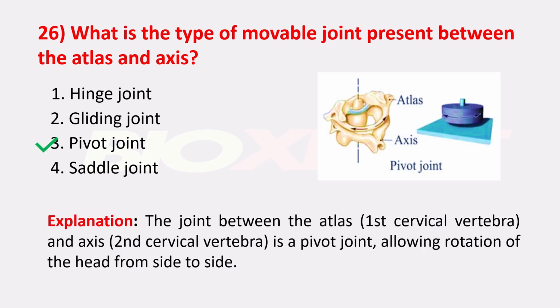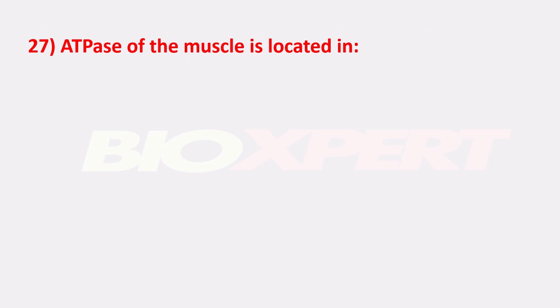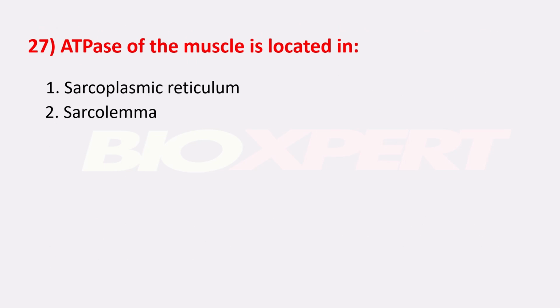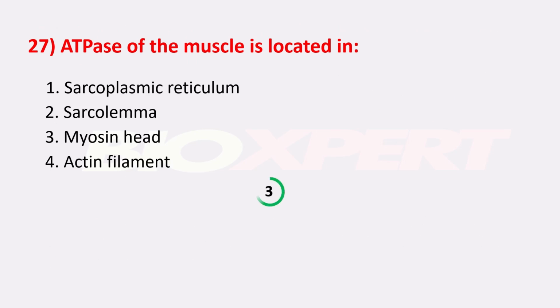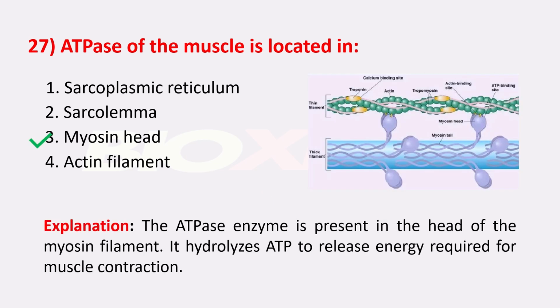Pivot joint. The joint between the atlas and axis is a pivot joint, allowing rotation of the head from side to side. ATPase of the muscle is located in myosin head. The ATPase enzyme is present in the head of the myosin filament. It hydrolyzes ATP to release energy required for muscle contraction.